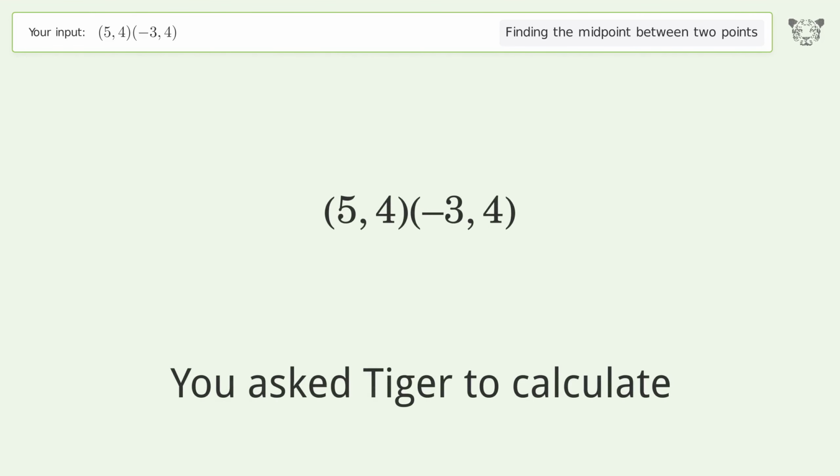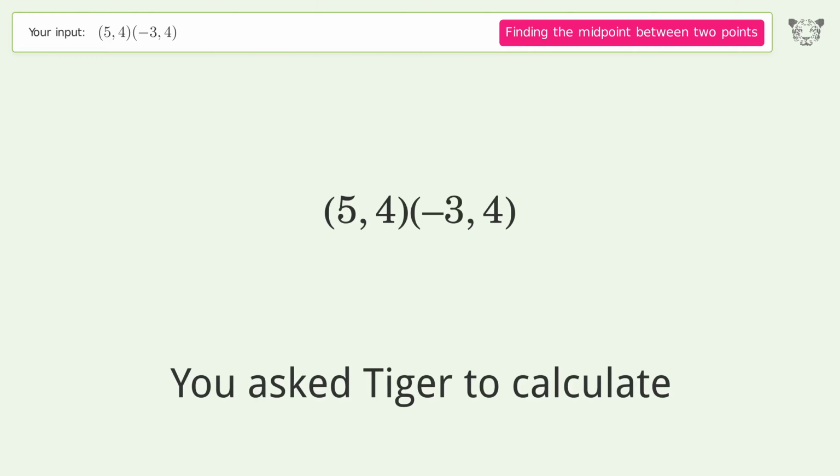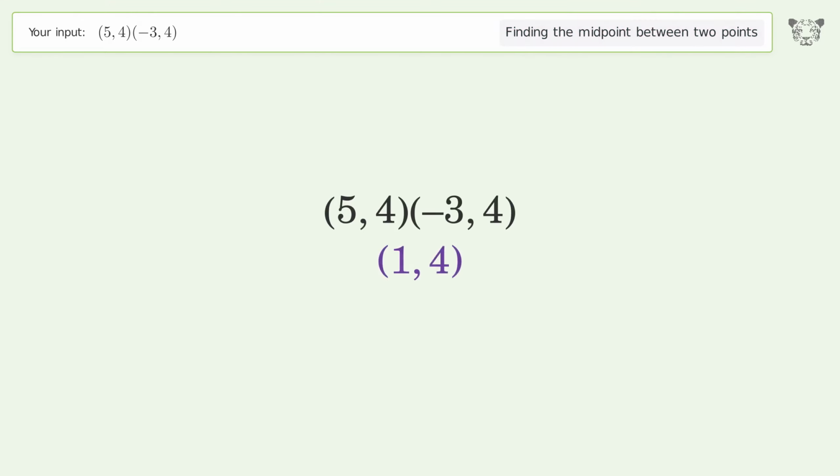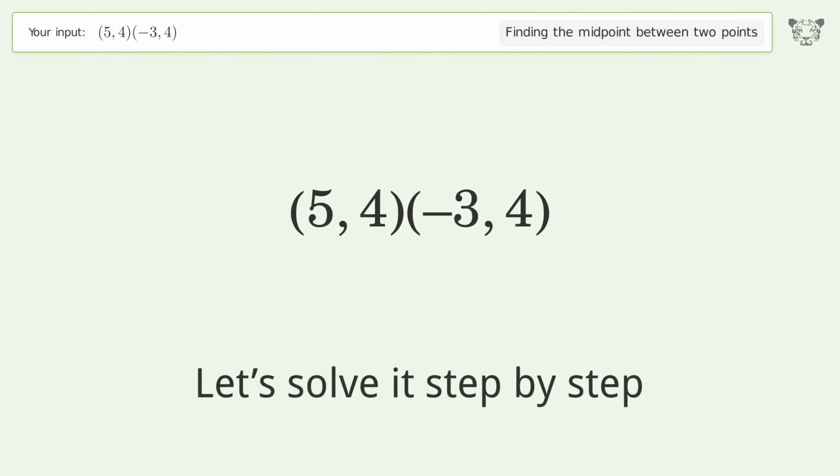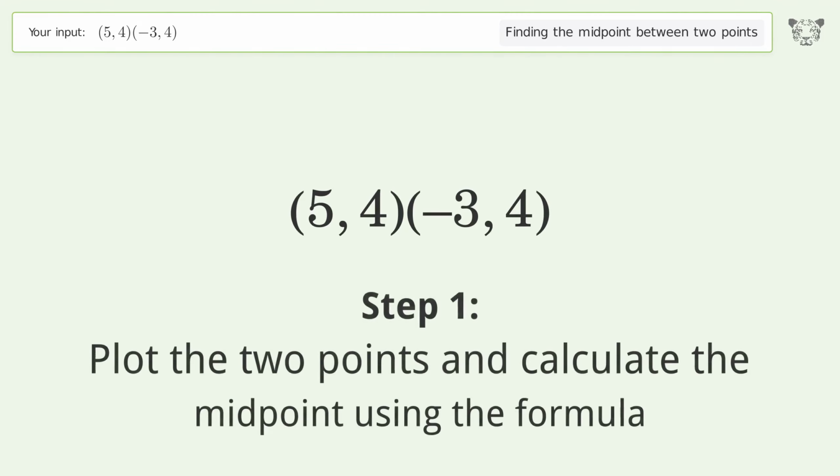You ask Tiger to calculate. This deals with finding the midpoint between 2 points. The midpoint between the 2 points is 1, 4. Let's solve it step by step. Plot the 2 points and calculate the midpoint using the formula.